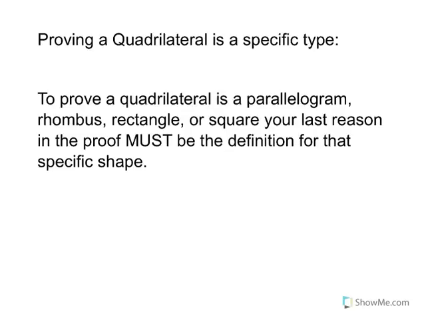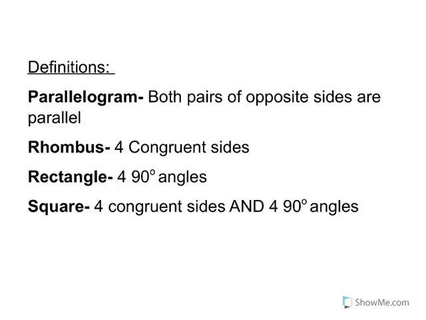So if we're going to prove that a quadrilateral is a parallelogram or a rhombus or a rectangle or a square, your goal in that proof is to show that the definition for that specific shape is true. So that means that the last reason in your proof should be the definition of that given shape. So here's our list of definitions for those shapes.